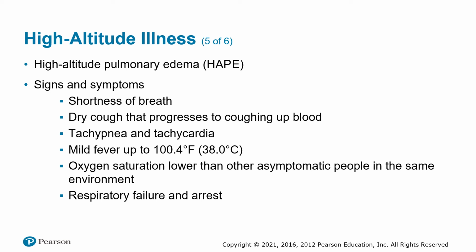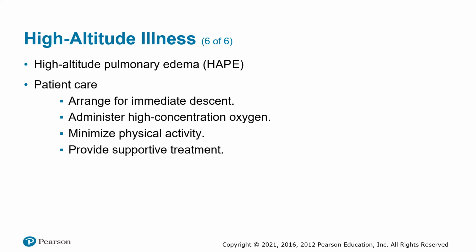HAPE is high altitude pulmonary edema. Again, just as the name suggests, there's fluid in the lungs because of that high altitude. Signs and symptoms include shortness of breath, dry cough that progresses to coughing up blood, tachypnea, and tachycardia. They may have a mild fever, an oxygen saturation lower than other asymptomatic people in the same environment, and they may also have respiratory failure and arrest. We're going to arrange for immediate transport, high flow oxygen, minimize physical activity, and provide supportive treatment.